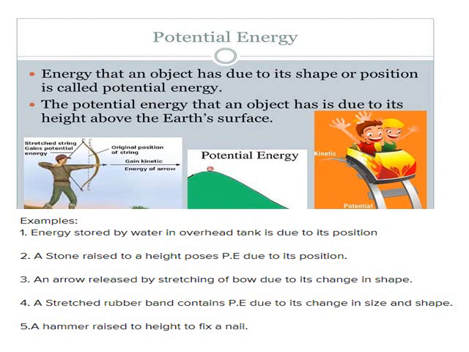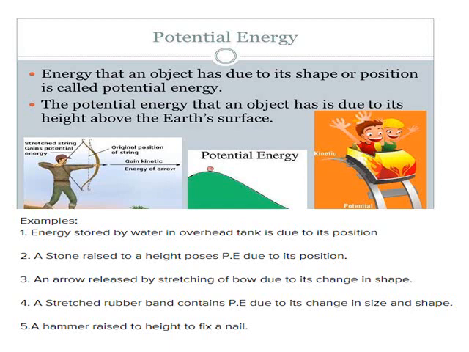Energy stored by water in an overhead tank is due to its position. So this is also an example of potential energy. A stone raised to a height possesses potential energy due to its position. This I have explained to you earlier. An arrow released by stretching a bow has potential energy due to its change in shape. A stretched rubber band contains potential energy due to its change in size and shape.